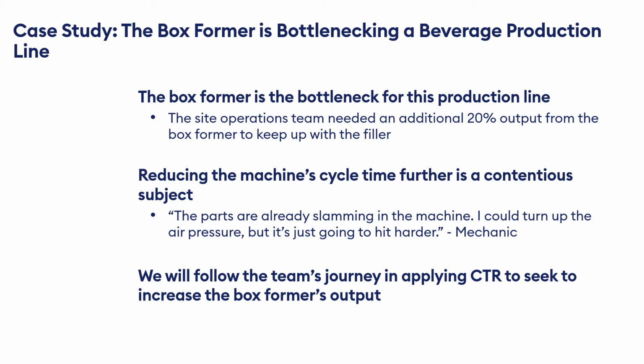The first is that this approach works even when there is healthy skepticism about there being opportunity to improve. And second, to reiterate the importance of the mindset you take when applying the approach. It's all about identifying opportunities to improve the cycle and then finding ways to implement them safely and reliably. It is not about sacrificing one priority like asset life in exchange for more production. Now let's follow the team's journey as they work to improve the cycle of the box former using this cycle time reduction approach.